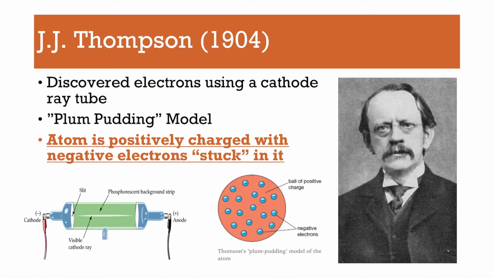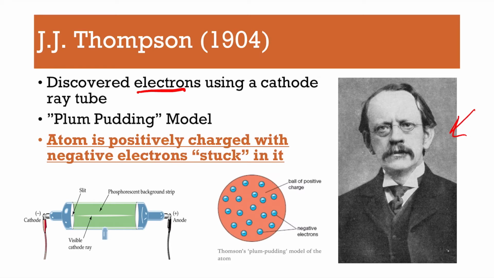Fast forward even further. Now it's 1904, and we're talking about this dude named J.J. Thompson. So he's like, okay, what can I contribute to atomic history? And what he discovers are electrons, using his cathode ray tube. So we're not going to spend that much time on the cathode ray tube, but it's kind of important to mention his model. And so in 1904, he's like, the atom is mostly positive, this positive thing with these negative electrons stuck in it.